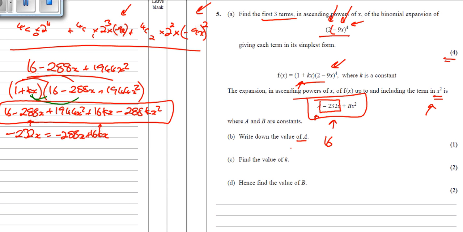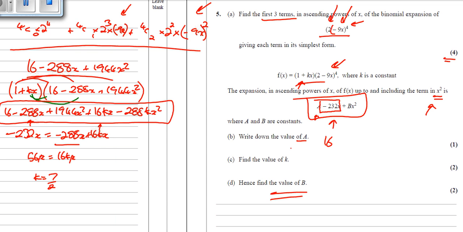Therefore, if we add this to the other side, we're going to get minus 232 plus 288. So we get 56x equals 16kx. So we can drop the x's now. So 16k equals 56. If we divide by 16, we end up with 7 over 2. So we say that k equals 7 over 2. So the next thing we've got to do is work out the value of b.